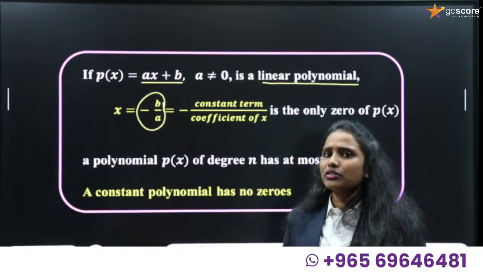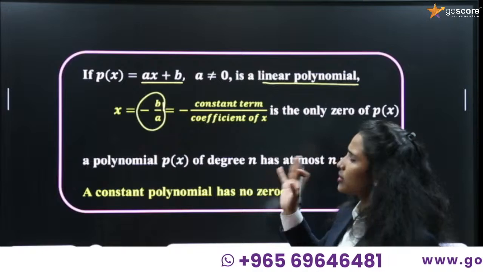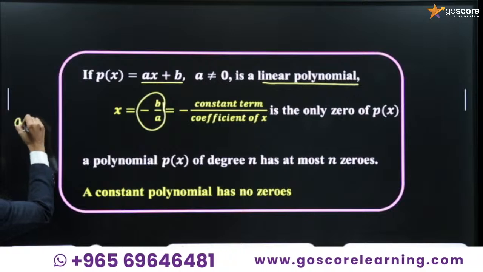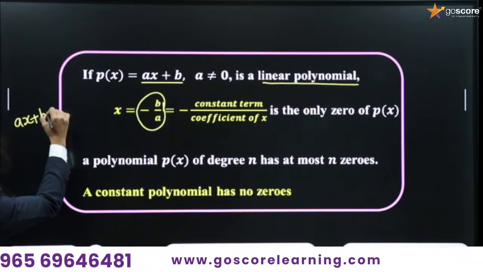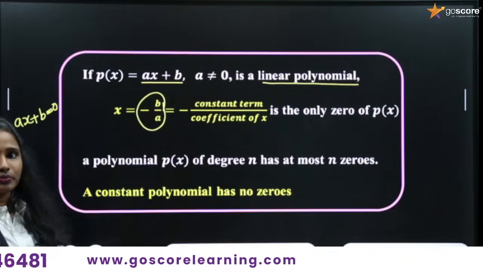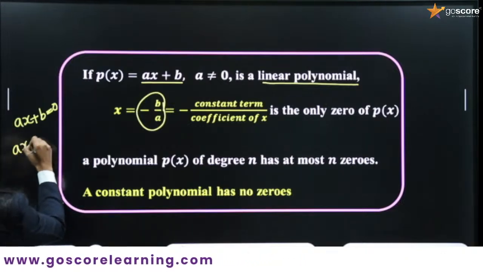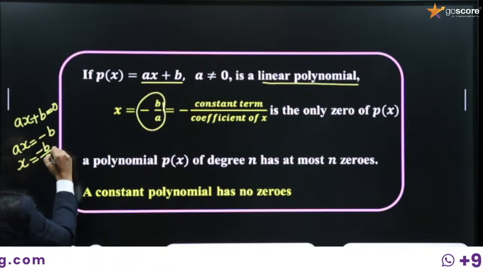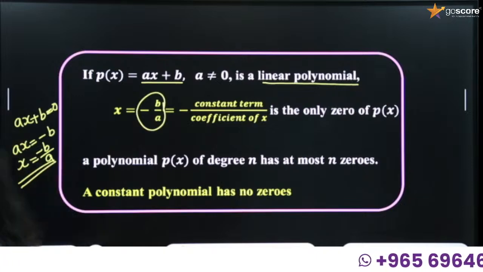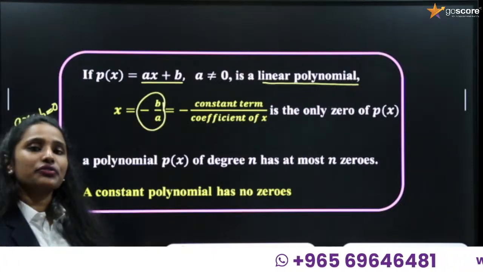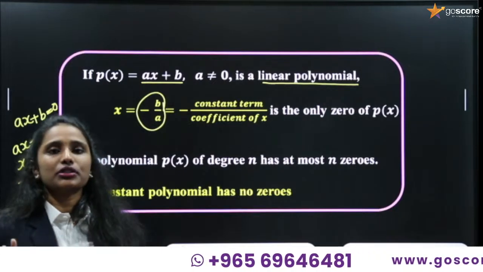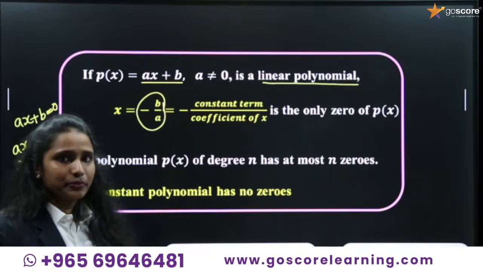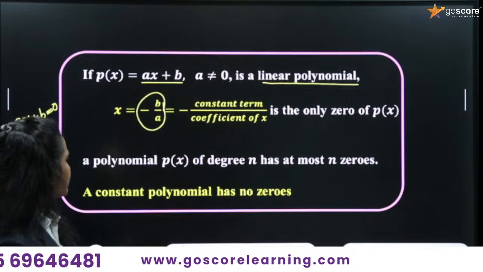How are we finding this? How are we certain about this value? Because to find a zero of that polynomial ax plus b, we will simply equate that polynomial to 0. So ax will be equal to minus b and x is equal to minus b by a. This is how you will get that value. Whenever you want to find the zero of the polynomial, simply equate that polynomial to 0. Then you will find the value of x at which the polynomial will become 0. Okay, that's clear?